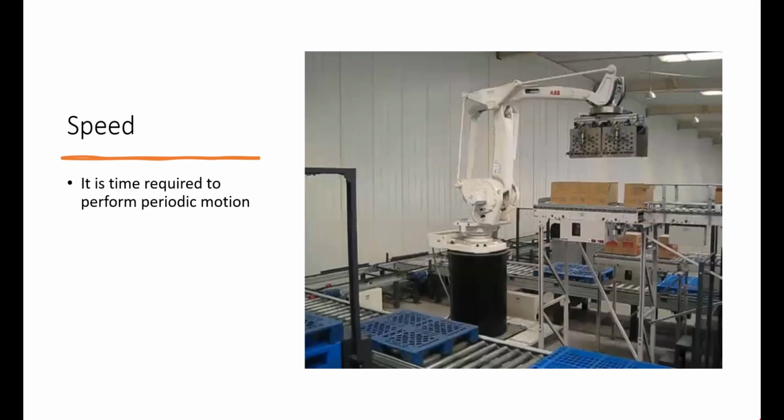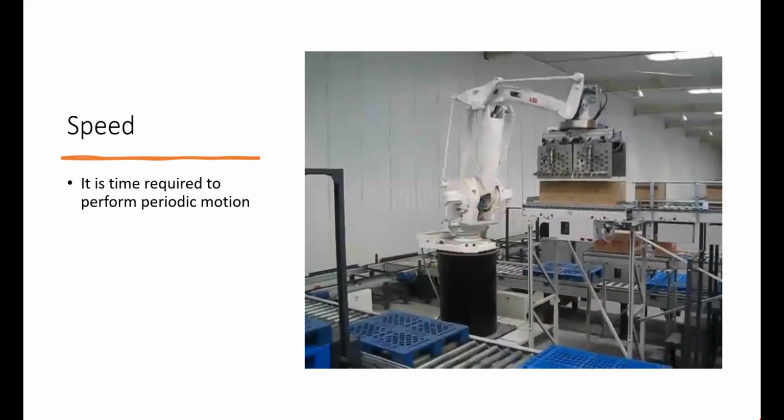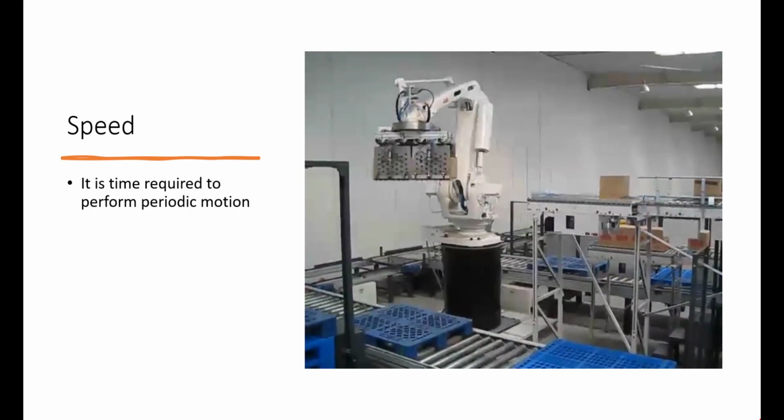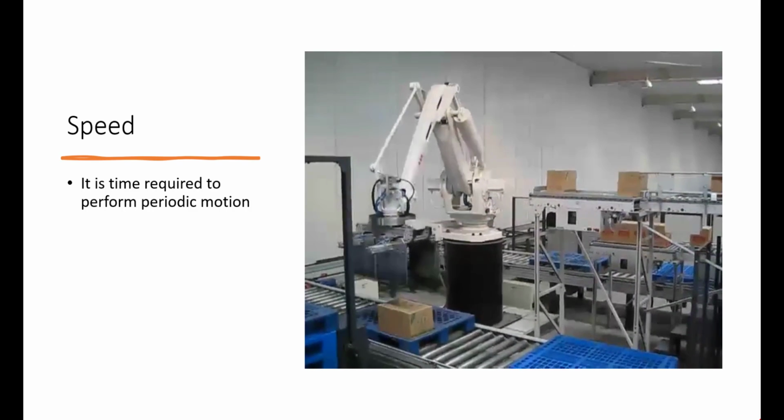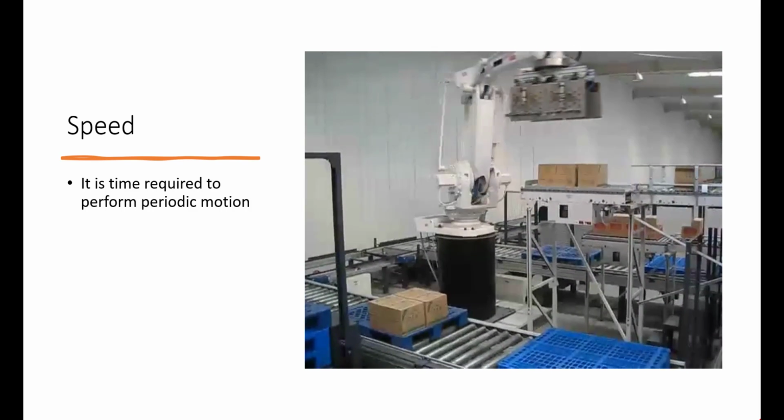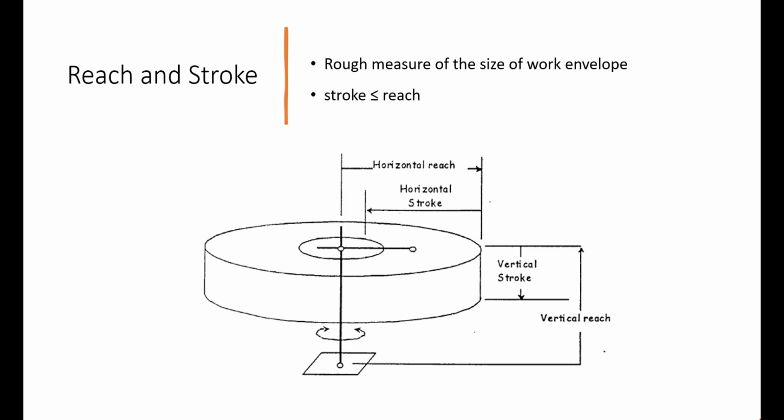Next is speed. It is the time required to perform a periodic motion. It also depends on configuration and drive technology used for the robot. The reach and stroke of a robotic manipulator are rough measures of the size of the work envelope. The horizontal reach is defined as the maximum radial distance the wrist mounting flange can be positioned from the vertical axis about which the robot rotates. The horizontal stroke is defined as the total radial distance the wrist can travel.